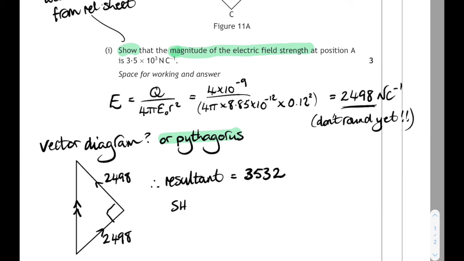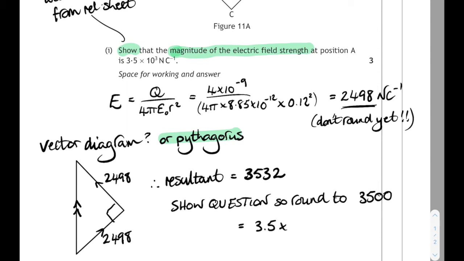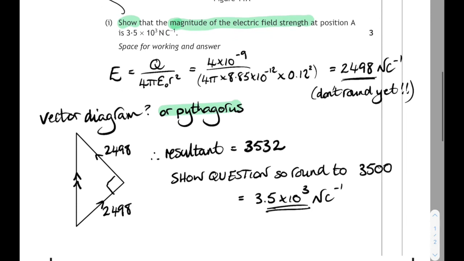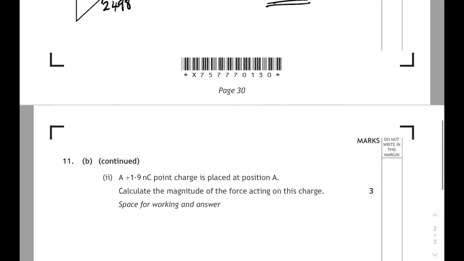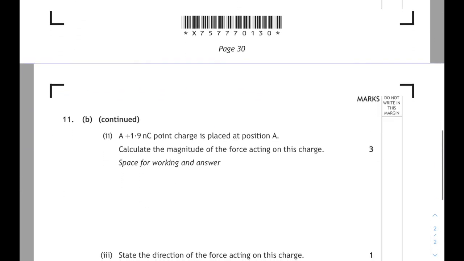Now, it's a show question. That means we have to round it to 3,500 because that is what we're told in the question. 3.5 times 10 to the 3 newtons per coulomb. Pretty tricky. But a show question always gives you a number, and the reason for that number is so that you can use it in the next part of the question.